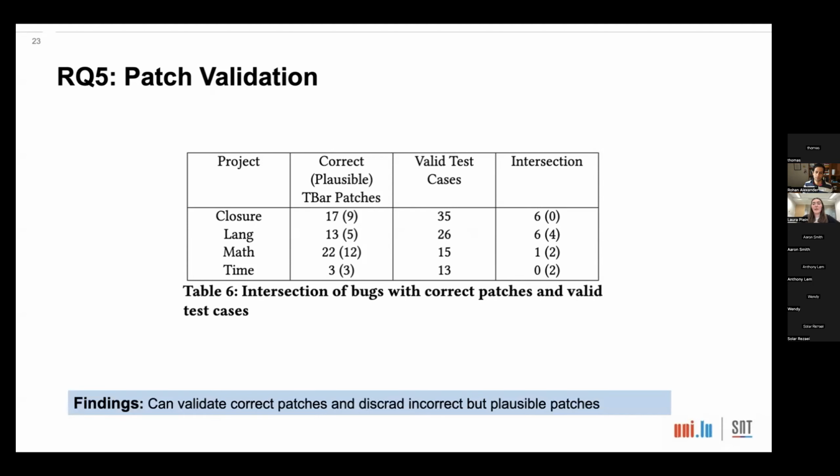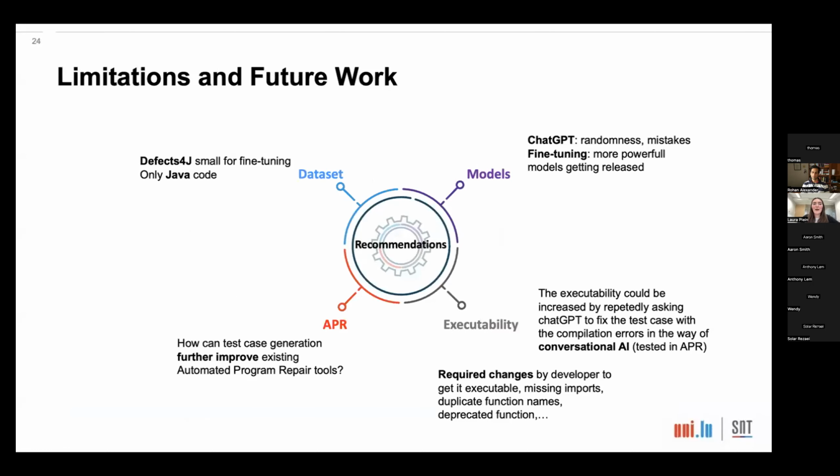So it can be used on one hand to validate correct patches, but on the other hand also to discard incorrect plausible patches. In general, we have also seen that the test cases generated just from bug reports can really be used for the whole automated program repair pipeline. Of course, our approach also comes with some limitations.